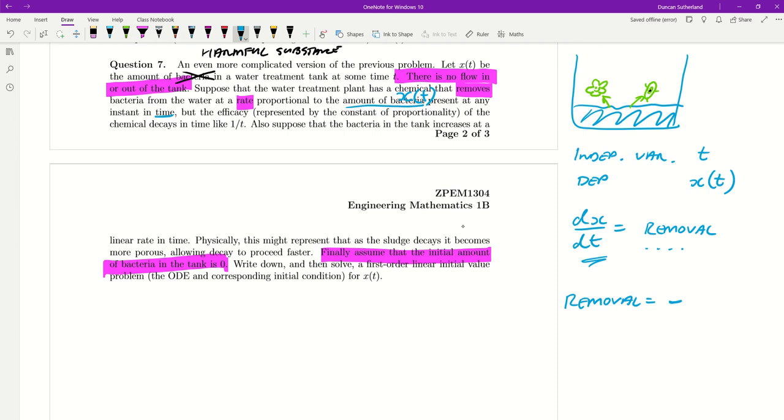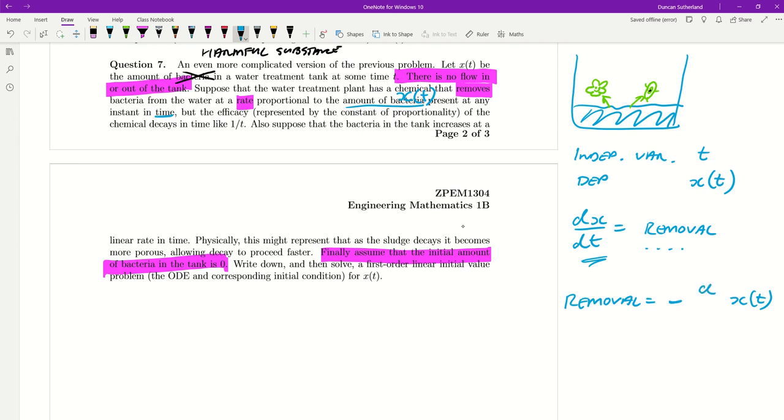So we've got an x of t term here, but there's more information. The efficacy of this removal, so how good it is at removing the harmful substance or the bacteria or whatever we've got, of the chemical decays in time like 1 over t. So we've got some proportionality constant. We've got a 1 over t function representing the fact that this chemical is losing potency.